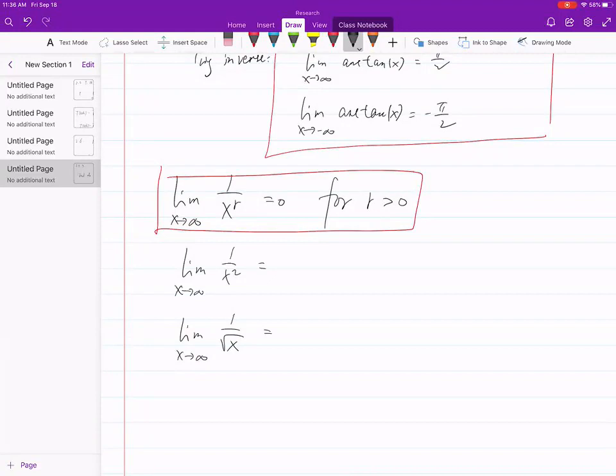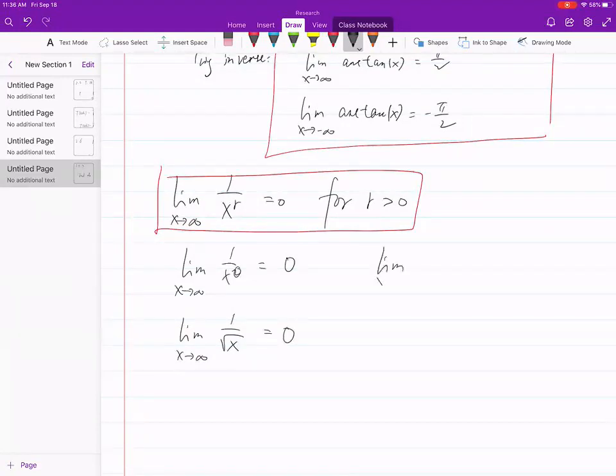Basically, this one says this is 0 and this is 0. Do you agree? If x is huge, then x squared is huge. If x is huge, then square root of x is huge. Cube root of x is huge. X to the fourth is huge. As long as this one is positive, you are fine.